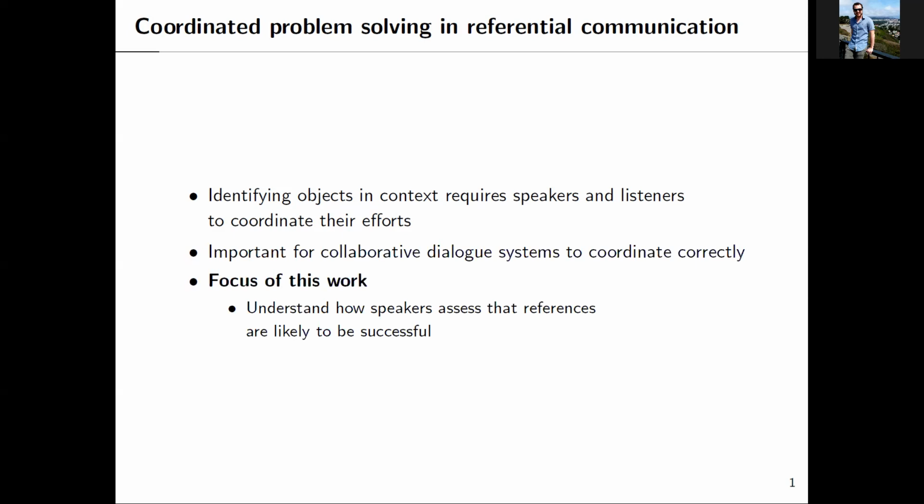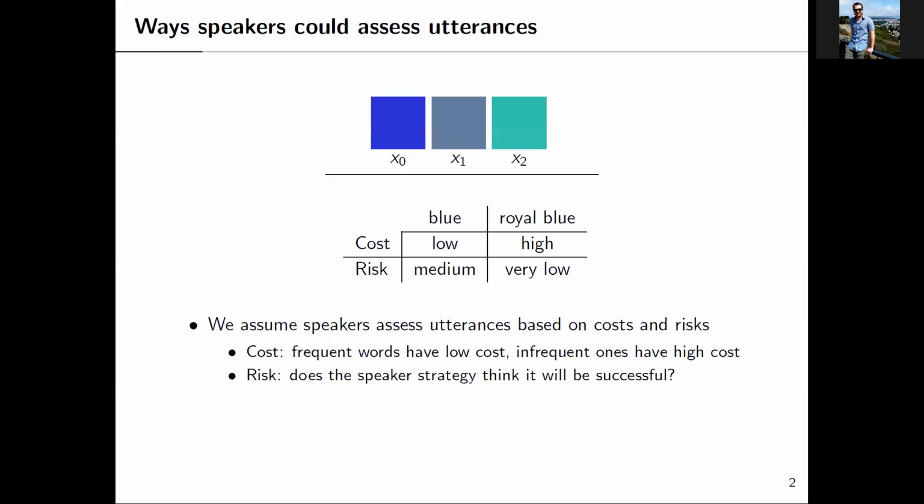And so to begin, let's look at a few ways that speakers could be assessing their utterances. Shown at the top of this slide is a set of 3 color patches. A speaker was charged with referring to X0 so that a listener could correctly identify it. 2 possible choices that this speaker could have had are blue and royal blue. We treat speaker choices in a decision theoretic way so that the expected utility of these utterances matters. You can think of expected utility as a matter of costs and risks.